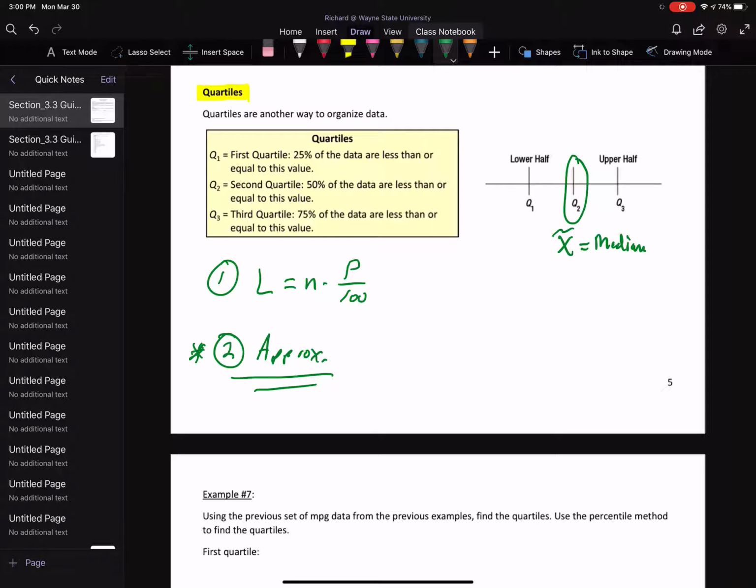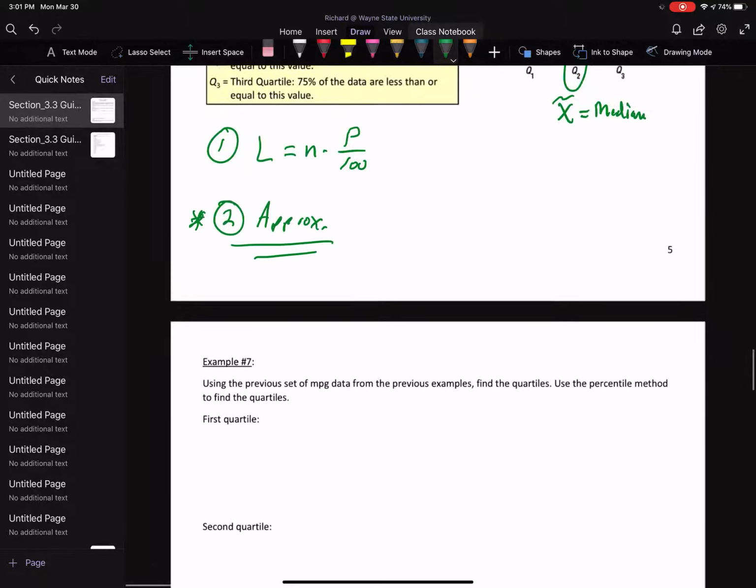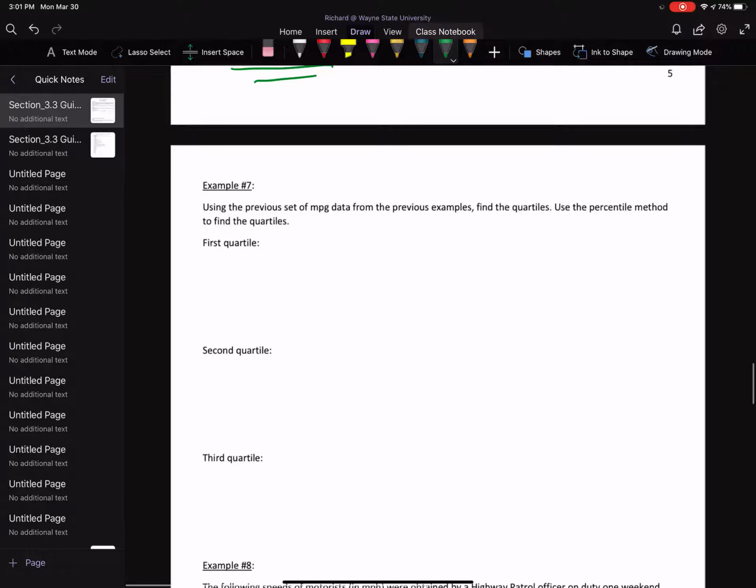I'm not going to run through all of the calculations on these guided notes. I've got the solutions posted on Canvas, and I'll do one of these. I don't want to waste time watching the mundane calculation. It's not the most exciting thing to figure out. In example 7, I've got you computing all three quartiles. We're only going to do one of them, and the rest of the computations follow along the same lines.